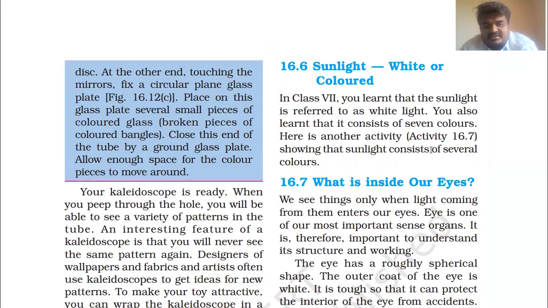Place on this glass plate several small pieces of colored glass, broken pieces of colored bangles. Simply, you can take a broken bangle also. Close this end of the tube by a ground glass plate. Allow enough space for the colored pieces to move around. Your kaleidoscope is ready. When you peep through the hole, you will be able to see a variety of patterns in the tube.